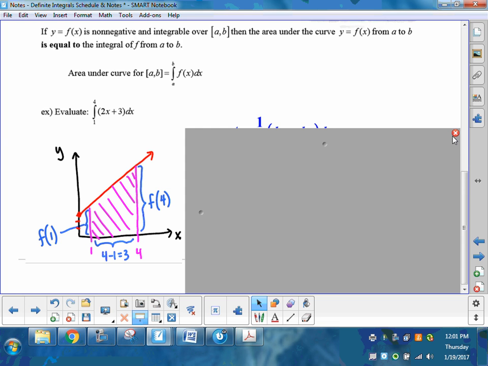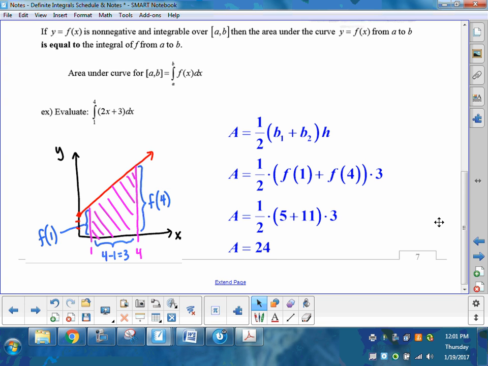If you don't know the formula, here's the formula now. 1/2 of base 1 plus base 2. You average the bases and then multiply it by the height. So my height on one side is 5, the height on the other is 11. Add them together, you get 16. 16 times 1/2 times 3 would give me 8 times 3, which is going to give me 24. If you did it out this way, how high is this square or rectangle here going to be?